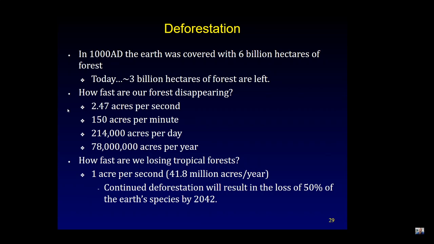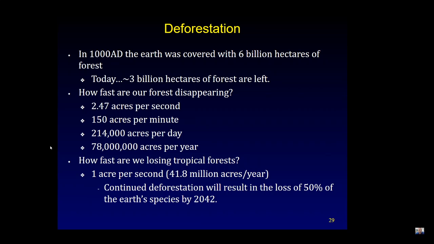Obviously, through deforestation, we are killing whole communities of species and organisms. We think we're just taking away the trees. Well, you're taking away everything, because there's no longer a place for these things to live. In 1000 AD, the Earth was covered with 6 billion hectares of forest. Today, give or take, about 3 billion hectares of forest are left. So we've pretty much eradicated half the life on the planet.